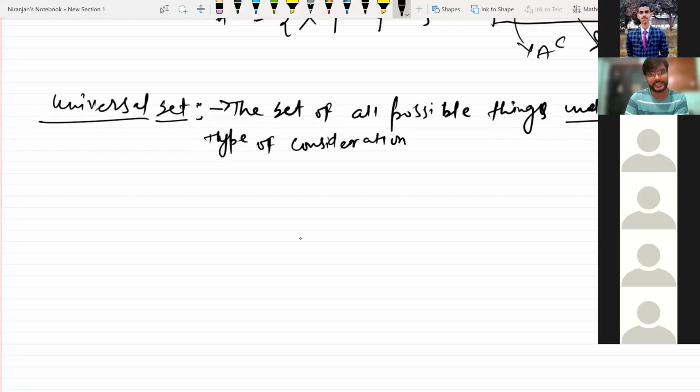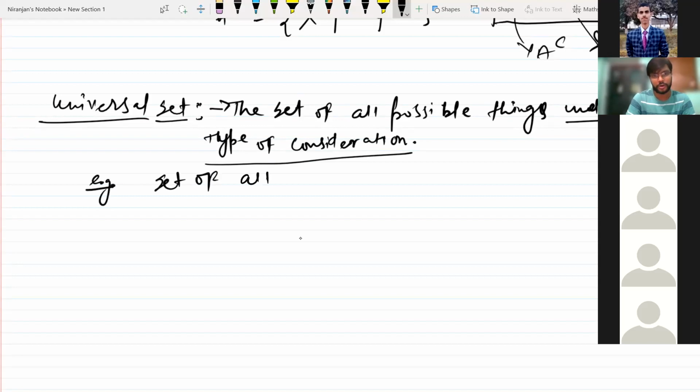Anyone knows the Gottlieb Frege and Bertrand Russell story? Any mathematics enthusiast? No one? After this session, I think you all should read about the Bertrand Russell and Gottlieb Frege story. So what do I mean when I say the set of all possible things under the type of consideration? Let me give you an example.